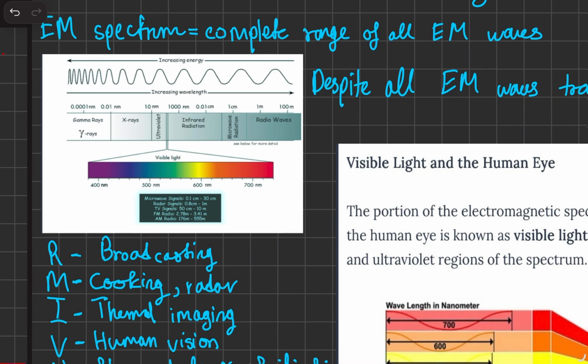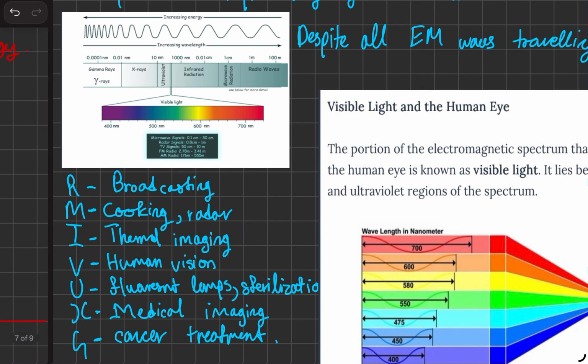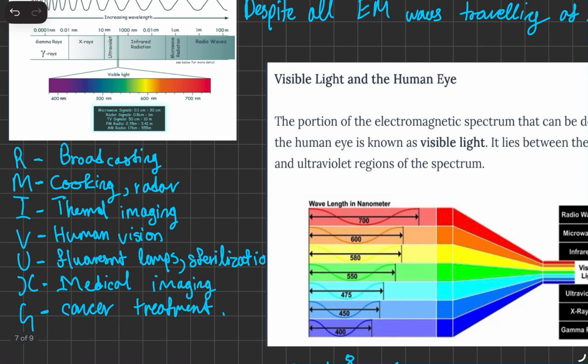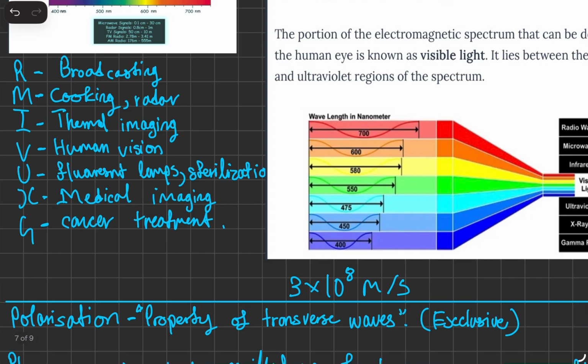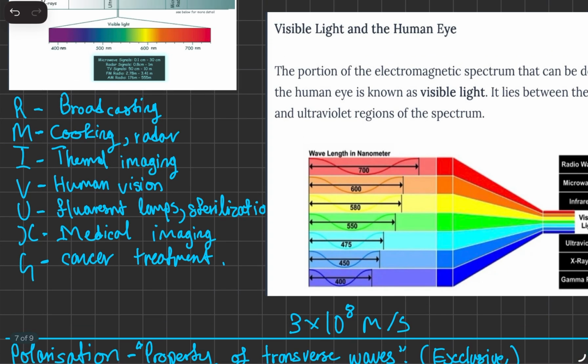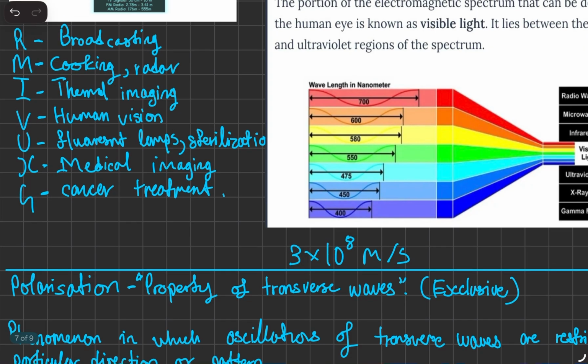Now, we need to remember that there are specific uses for each of these. Radio waves are typically used for broadcasting. Microwaves are used in, most obviously, your microwave oven and radar technology. Infrared radiation is used for thermal imaging. Visible light is most commonly found in human vision. UV light can be used for fluorescent lamps and sterilization. X-rays are used for medical imaging. Gamma is used for cancer treatment.